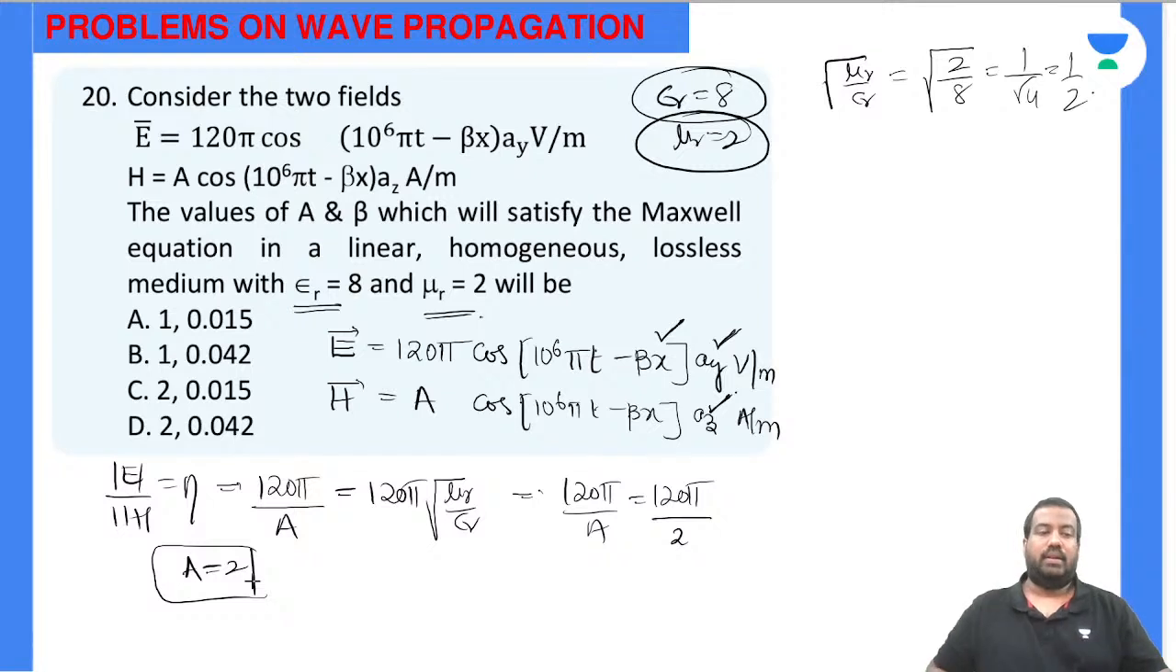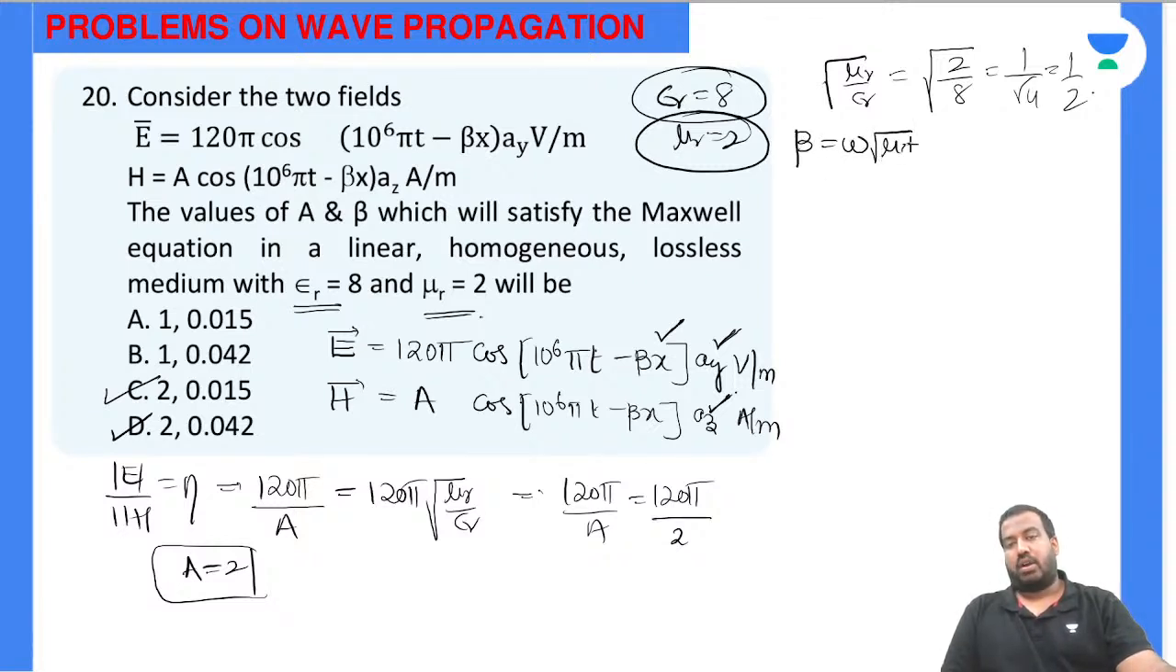Yes. A is 2 means either C or D must be your answer. So try to solve for beta now. Beta is omega into under root of mu epsilon. Omega value is given as, from the given data, omega is 10 power 6 pi.